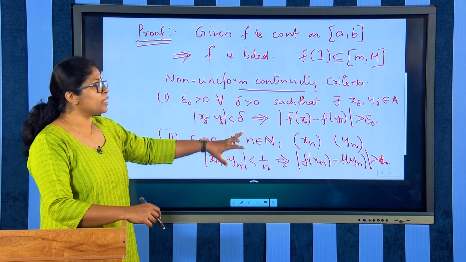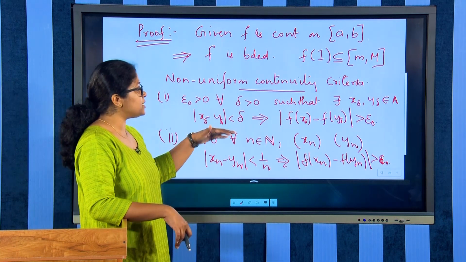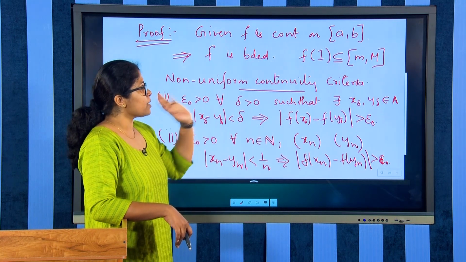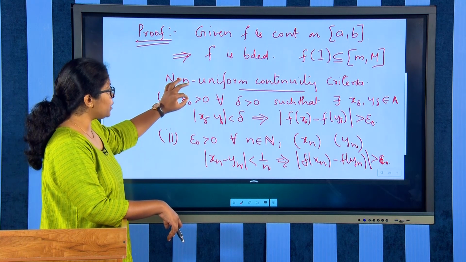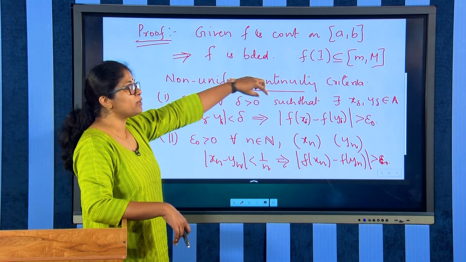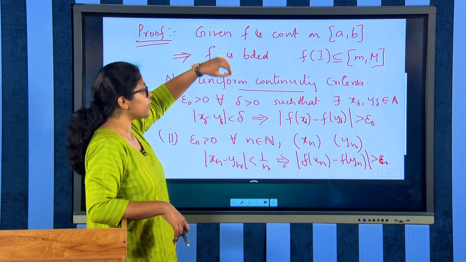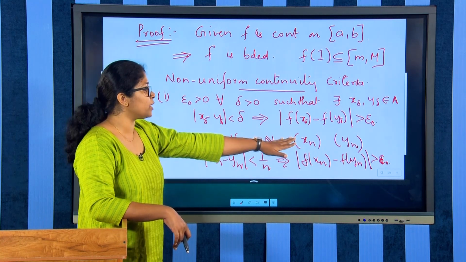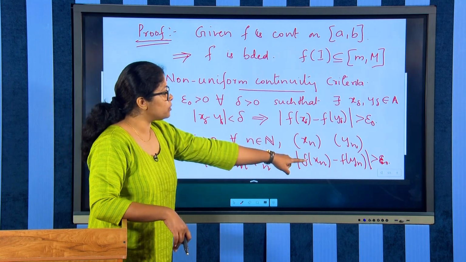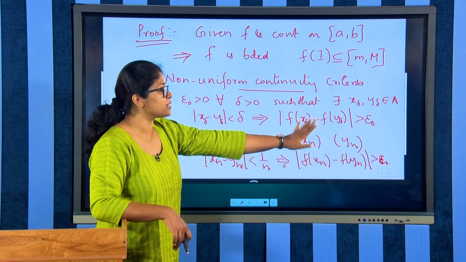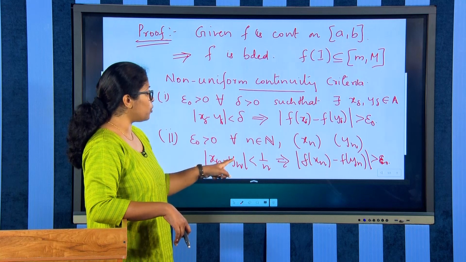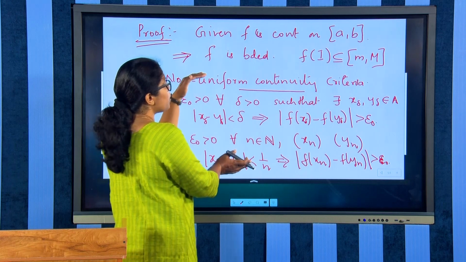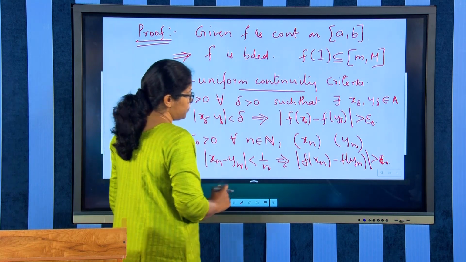So, these two are the non-uniform continuity criteria which force a function to be non-uniformly continuous. Given epsilon naught greater than 0, either we should be able to find at least two points corresponding to every delta for which this condition holds, or for every natural number we should be able to find two sequences which show that modulus of f of xn minus f of yn is greater than epsilon naught whenever modulus of xn minus yn is less than 1 by n. So, using one of these conditions we are going to prove this.